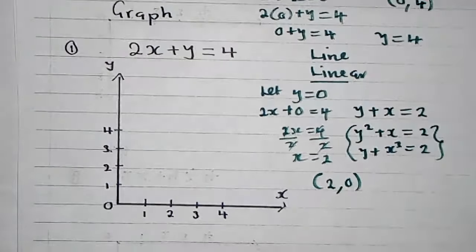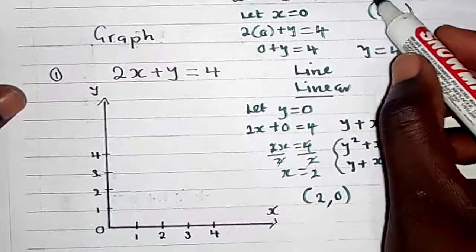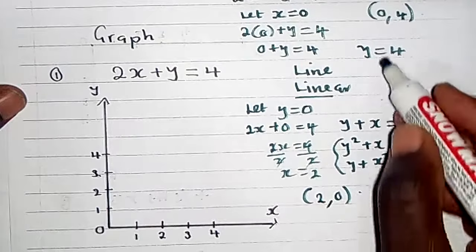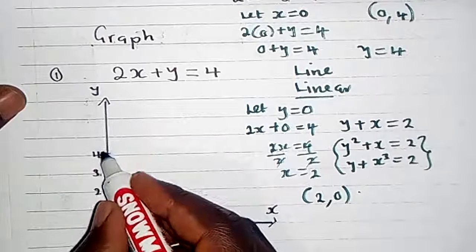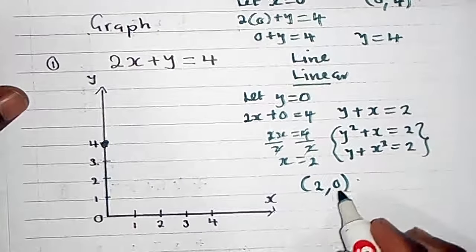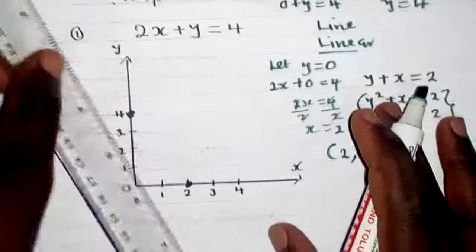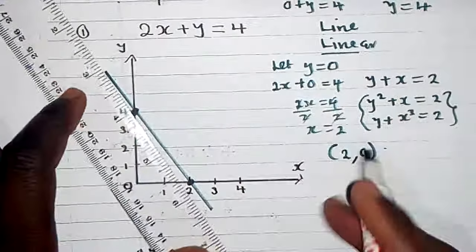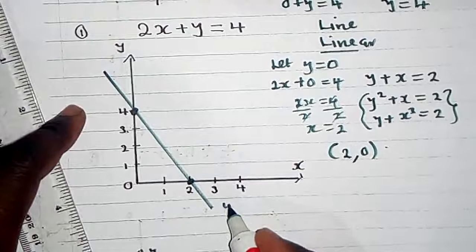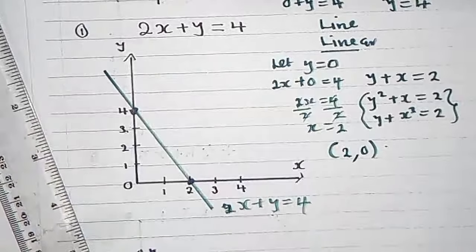Now we can graph. Since we have two pairs of coordinates, we can plot. This is (0, 4): 0 here, 4 here, so it's here. And this is (2, 0): 2 is here, 0 here, so it's somewhere here. Your line will look like this. This is 2x plus y equals 4. So we are done with this one.